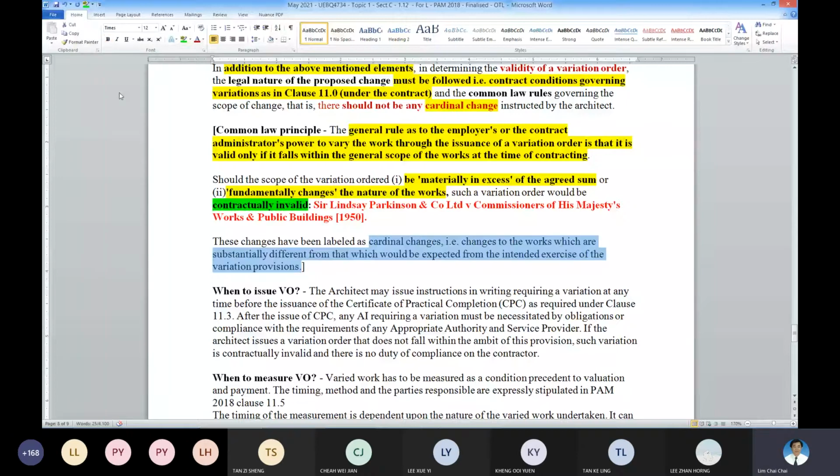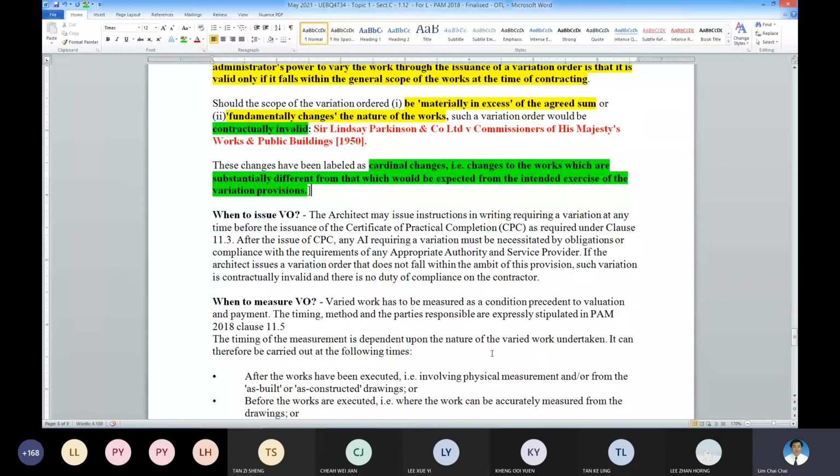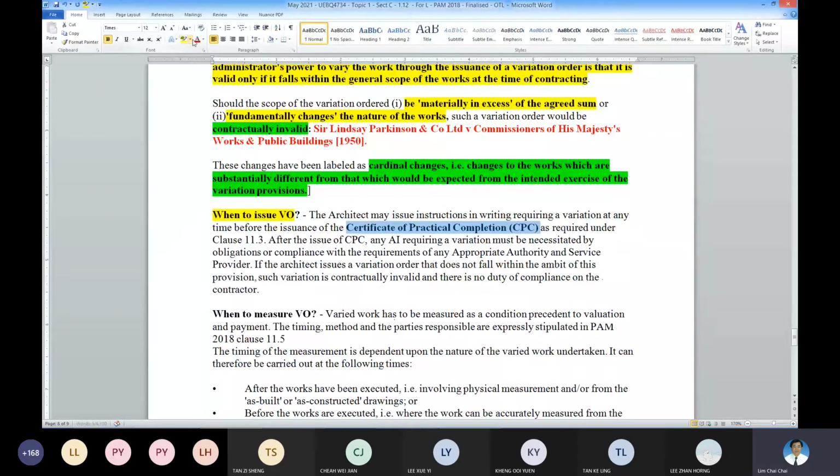Next thing is when to issue VO. I mentioned to you already under your clause 11.3 just now. You can issue VO for the works before CPC is issued. Clause 11.3. After CPC is issued, can you still issue VO or not? The answer is yes. It is to comply with AA and SP.